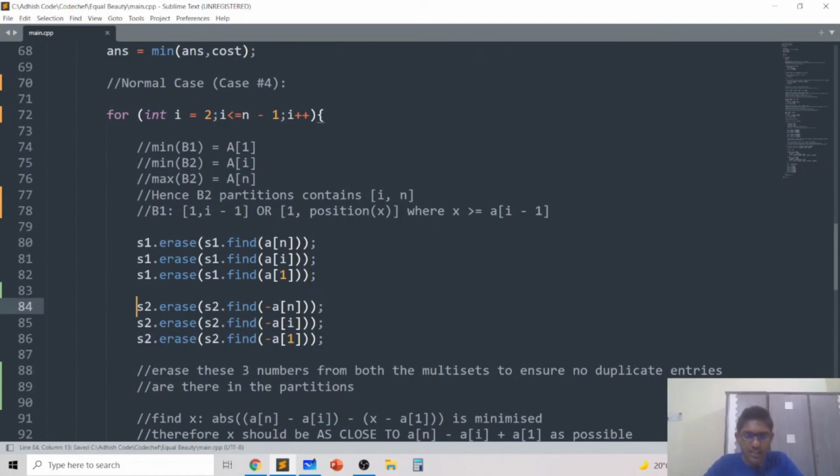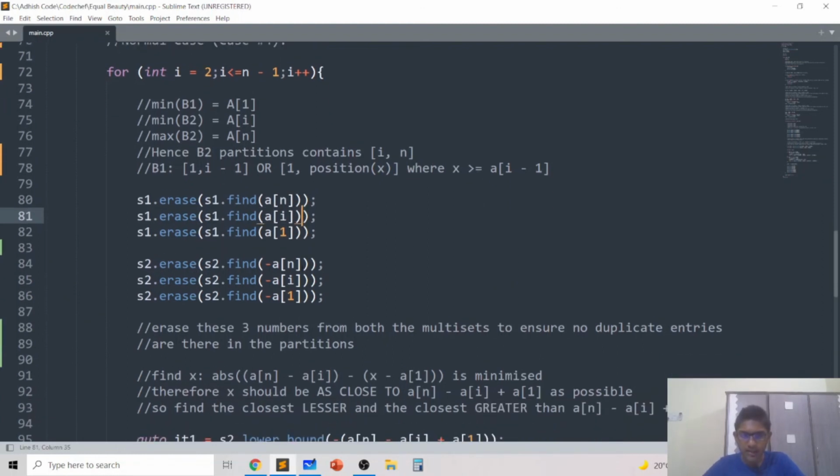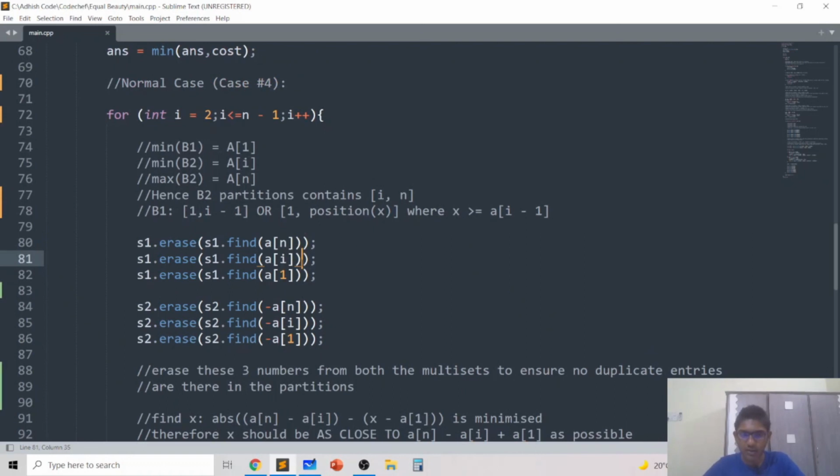And notice that since I'm using multiset, I can use s1.find to find a particular iterator and to remove it. So that's why we need to use dot find. If you just call s1.erase(ai), that won't work because it will remove all occurrences. We want to remove only one occurrence which corresponds to the index i. That's why we erase the iterator corresponding to that particular occurrence from find, and in that way we ensure that we are erasing only one occurrence.